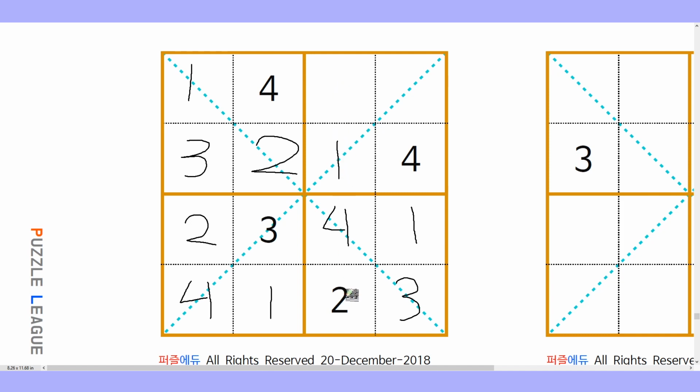And now just looking at the two columns, we know that the number that goes in this cell is the number 3, and here is the number 2. Take a look and see for yourself that every block, row, column, and diagonal has every number from 1 to 4.